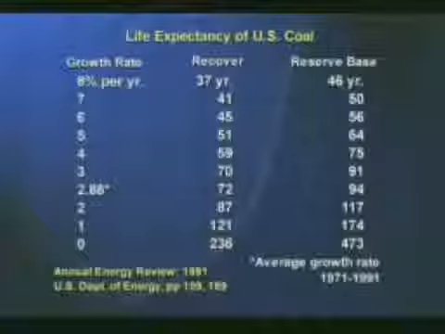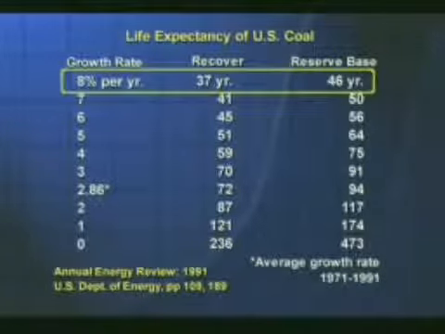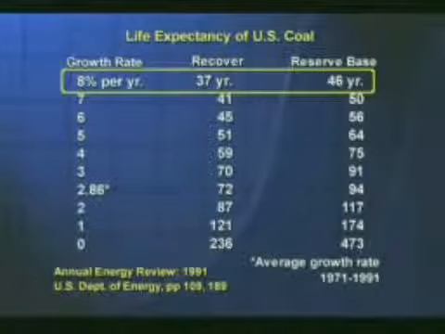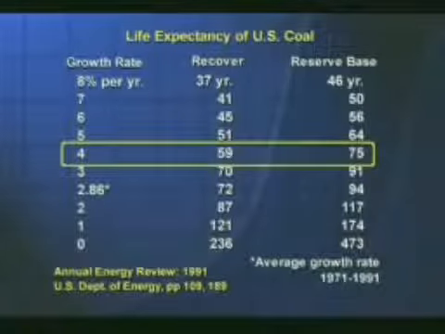But look what we get when we plug in steady growth. Back in the 1970s, we had a national goal of achieving 8% per year growth rate in coal production in the United States. If that could be achieved and continued, coal would last between 37 and 46 years. President Carter cut that goal roughly in half, hoping to reach 4% per year. If that could continue, coal would last between 59 and 75 years.